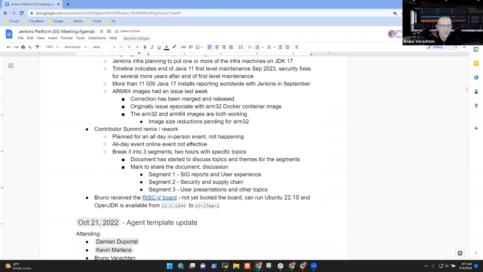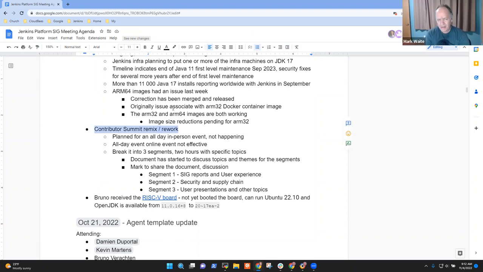Now, the contributor summit remix rework. Where are we, Mark, regarding that remix? I still haven't circulated my proposal. The proposal still is as described here. The idea is three segments: UX SIG, security and supply chain, and then user presentations. But I've got to send it out and see if I can get agreement. I hope to discuss it as well at the UX SIG meeting next week so that we can confirm with them that they would be okay with that. Cool. Thank you.